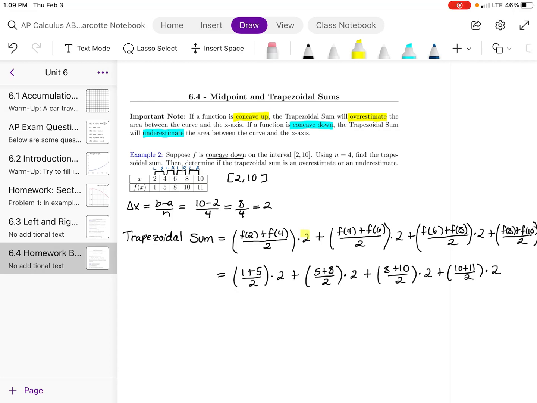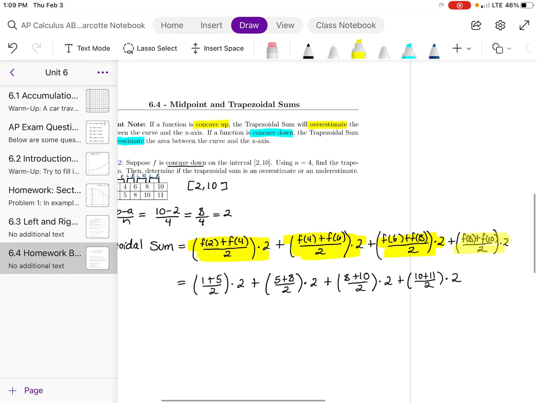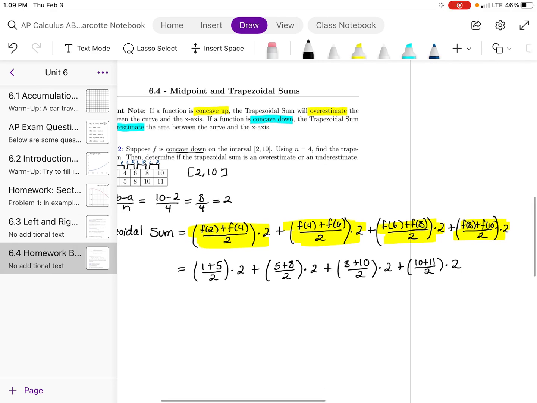If I highlight all of these, that's the area of the first trapezoid plus the area of the second trapezoid plus the area of the third trapezoid plus the area of the fourth trapezoid. Okay, so we're doing everything correctly.